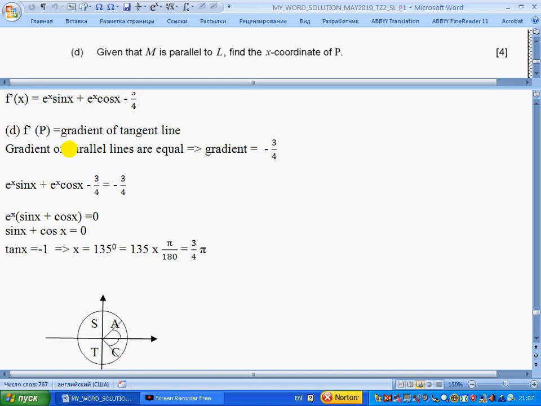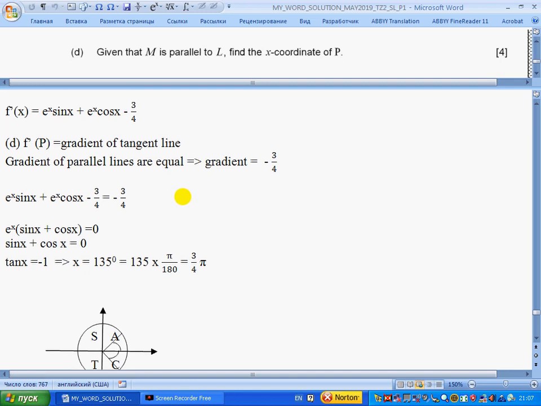The first derivative equals the gradient of the tangent line. Gradients of parallel lines are equal. It means that our tangent line has a gradient equal to the gradient of L, which is minus 3 over 4. So the first derivative expression equals the gradient.